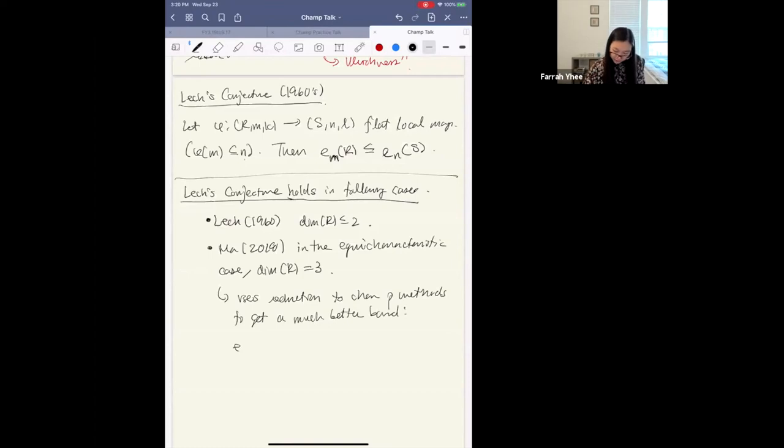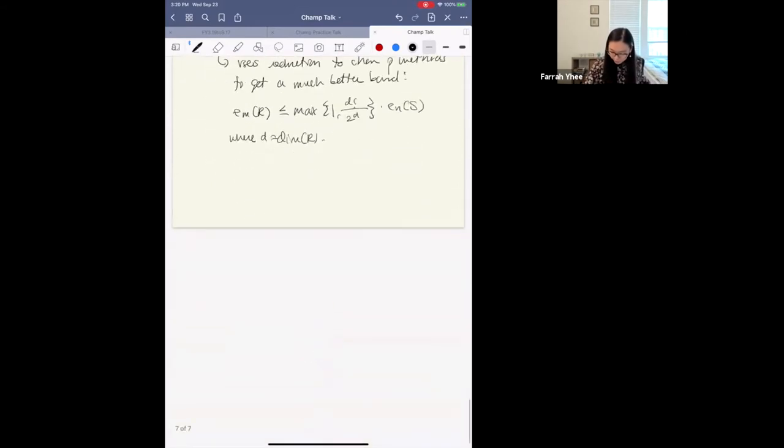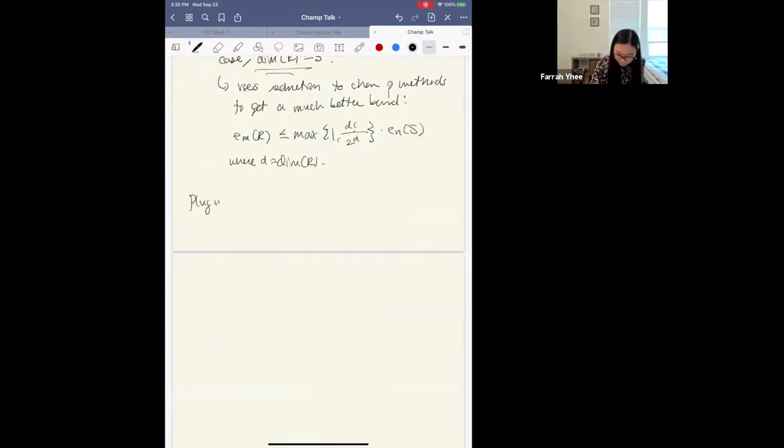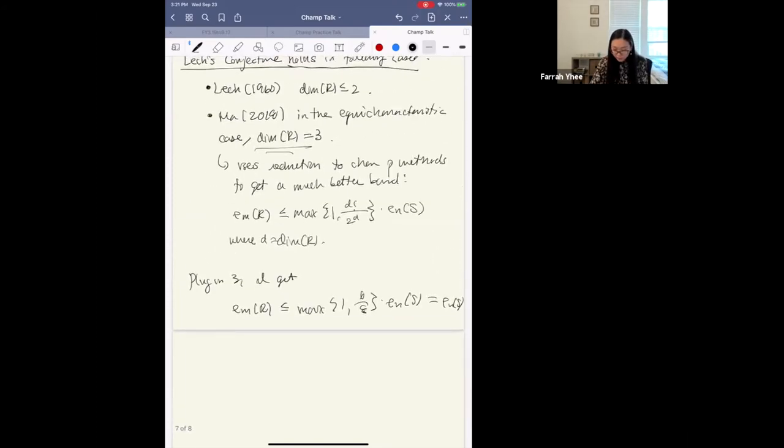The bound that Linquan gets is that the multiplicity of R is less than or equal to the max of 1 and d factorial over 2 to the d times the multiplicity of S, where d is the dimension of R. One might wonder what's so special about the case where the dimension is 3. Well, if I plug in 3, I get e(R) is less than or equal to the max of 1 and 1/6 times e(S), and of course, this is just the multiplicity of S. In this 2018 paper, it takes a lot of hard work to get this bound.